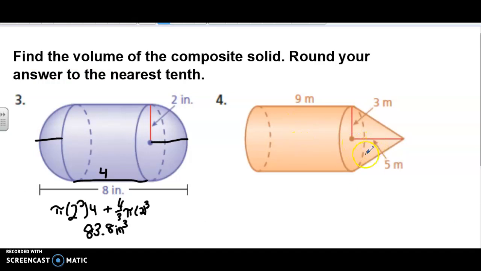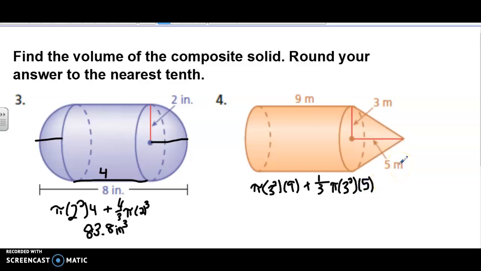Alright, for this one we have a cylinder. So we have pi, the radius is 3, times the height. So pi r squared times the height, plus the volume of this cone. Remember, a cone is 1/3 pi r squared times the height. So it's pi times 3 squared times 5.